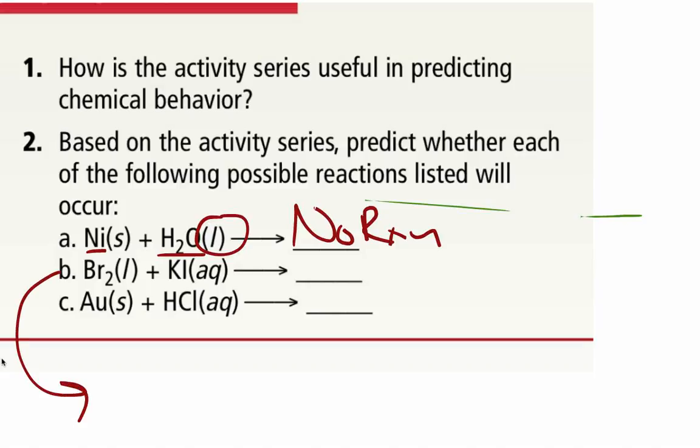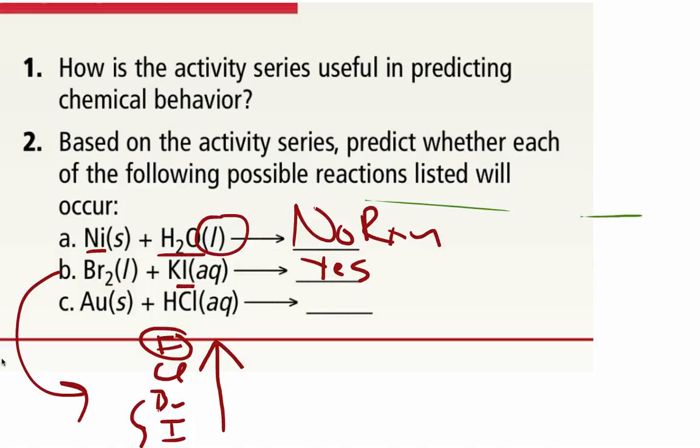Notice things like B, we shouldn't have to reference our chart because this is between halogens. So we just have to look at the halogen row, and as the halogens go up, so we have iodine, we have bromine, we have chlorine, and we have fluorine. As we go up this row, the things get more reactive. So the things on top will replace the things below them. So bromine will replace iodine. It will not happen the other way around. So this, yes, is going to occur.